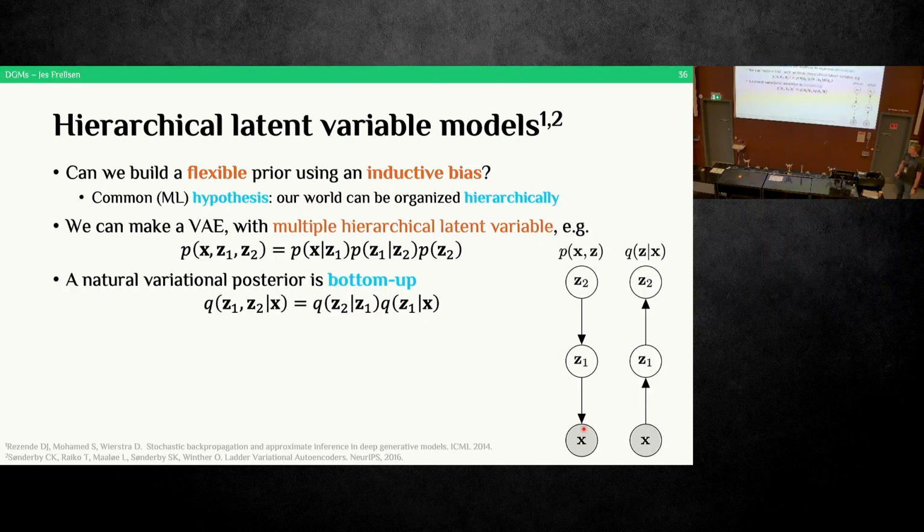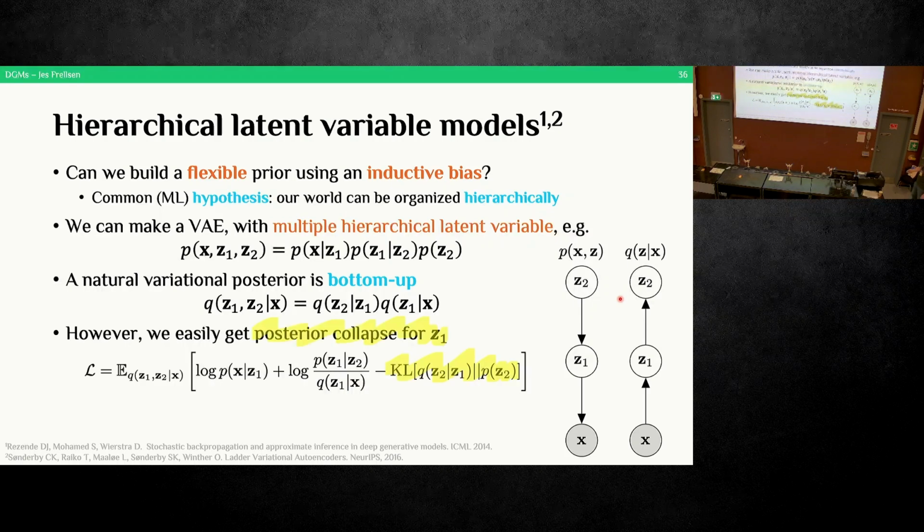And a natural variational posterior is just to choose one that's bottom-up. So the way that we encode data is that we take our data and we have a stochastic encoder that encodes it to Z1, and then a stochastic encoder that encodes Z1 to Z2. One issue with that is that we easily get posterior collapse. So it's easy for the model to learn to minimize this KL term by saying that when I encode Z1 to Z2, I just ignore the value of Z1. Because one thing that would minimize this is just assuming that Q of Z2 given Z1 is just P of Z2, so that we don't use the information.